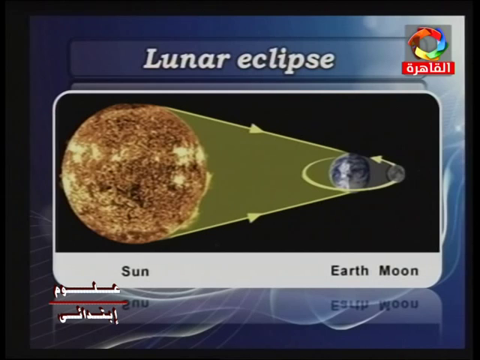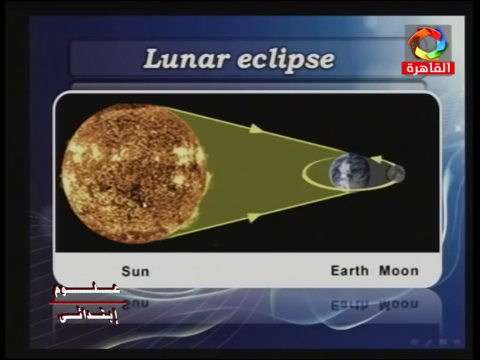So here the sun and earth and moon. The earth is found here between moon and sun, and the shadow of earth falls on the moon, so we have the lunar eclipse that happens. Why? Because earth is larger than the moon in its mass and its volume, so it makes a shadow on the moon. It hides the moon from what?